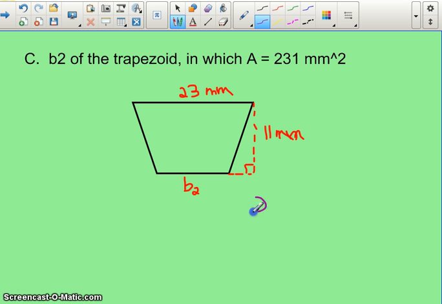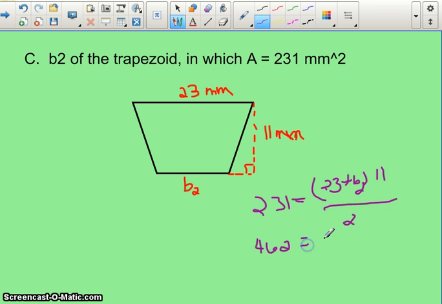We've got 231 is equal to my base 1, which is 23, plus my base 2, which we don't know, we're looking for that, times the height of 11, all divided by 2. So I think I'll just multiply by this 2 right off the bat to get rid of that. So 462 is equal to 23 plus B2, all times 11.